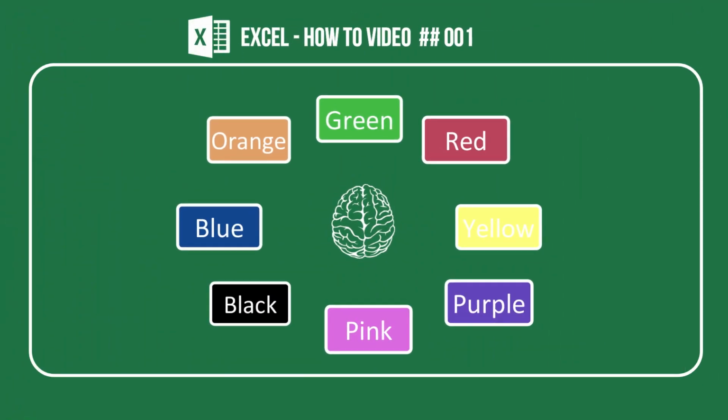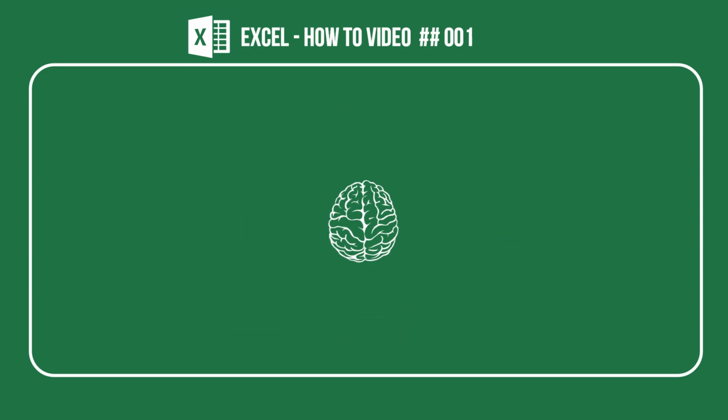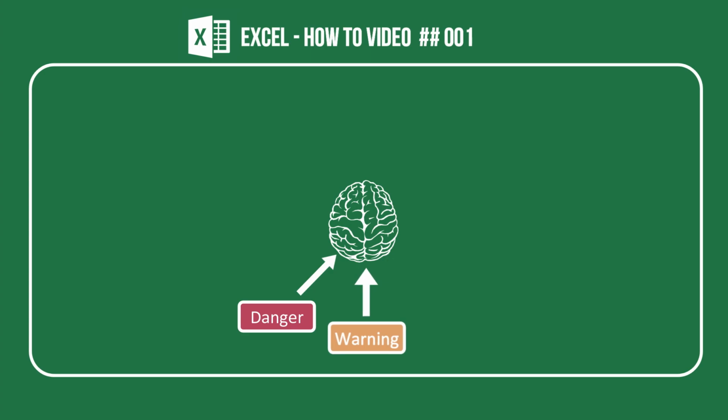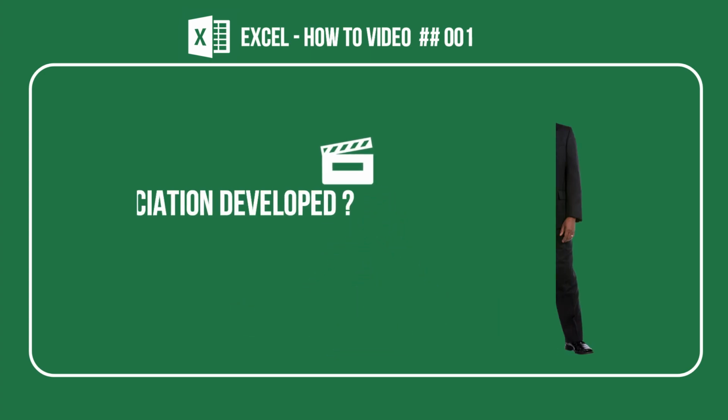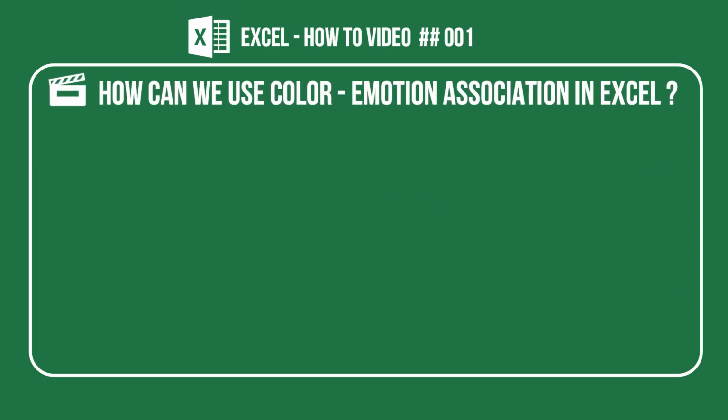Every color has an associated emotion that is coded into our brain. The most common ones are red for danger, orange for warning, green for safe or go. How this association is developed is not the topic of our video, but how we can take advantage of it in Excel is our topic.